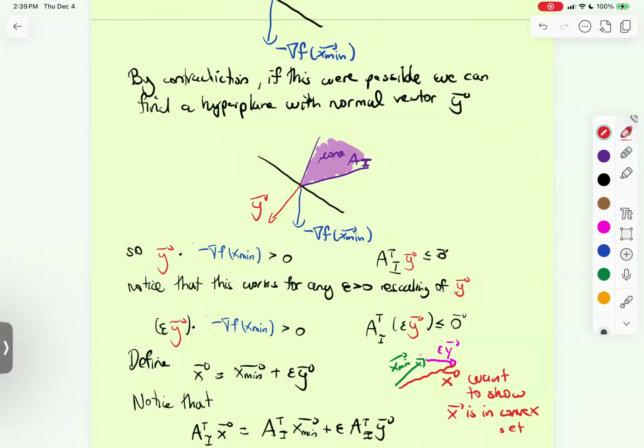How do you prove that? Again, the condition for being in the convex set is that A transpose times x is less than or equal to b.